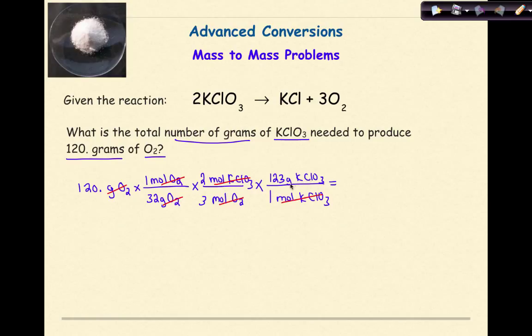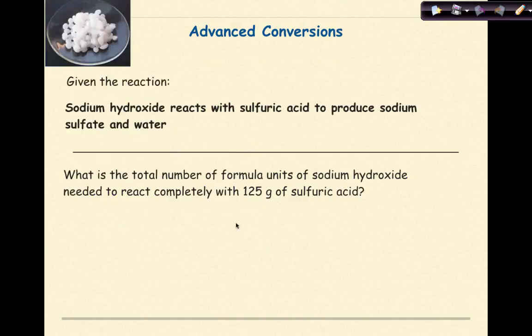and I'm left with grams of KClO3. So if I work this out for my final answer, if I plugged it into my calculator, it's around 307.5 grams, but I want 3 significant figures, which means I need to round this up to 308 grams of KClO3 is my final answer. Here it is so incredibly important to label and be organized when you do this type of problem.